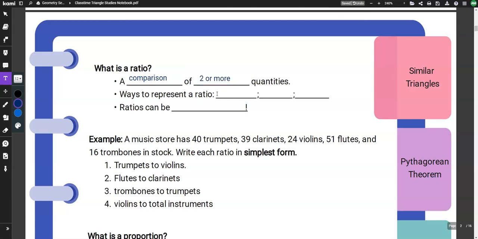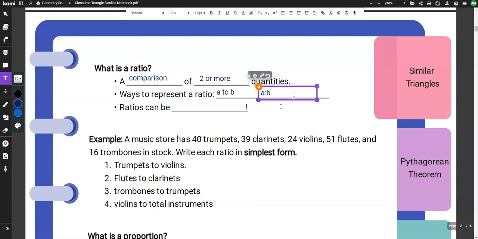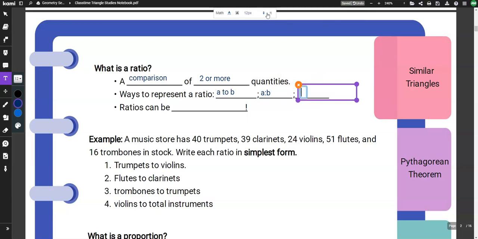We have three ways that are commonly used to represent a ratio. We can say from A to B, so we're comparing apples to oranges, peaches to pears, and that's just what we say out loud. The first shorthand notation for A to B is A colon B. And then we do have our mathematical expression of A over B. So it is a fraction.